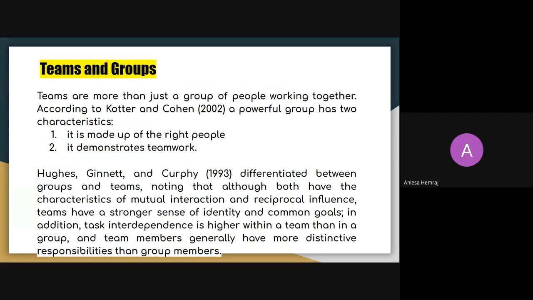Hughes, Ginnett, and Curphy differentiated between groups and teams, noting that although both have the characteristics of mutual interaction and reciprocal influence, teams have a stronger sense of identity and common goals. In addition, task interdependency is higher within a team than in a group, and team members generally have more distinctive responsibilities than group members.